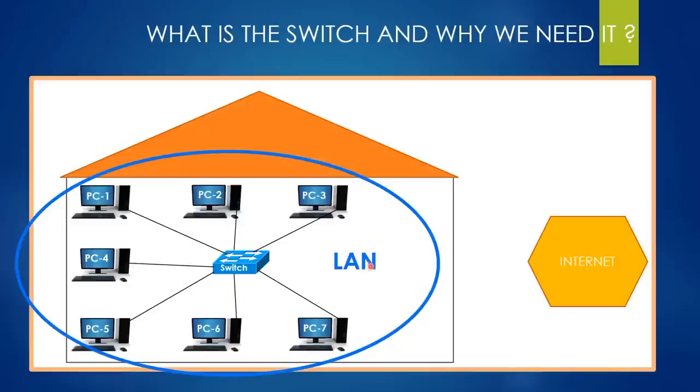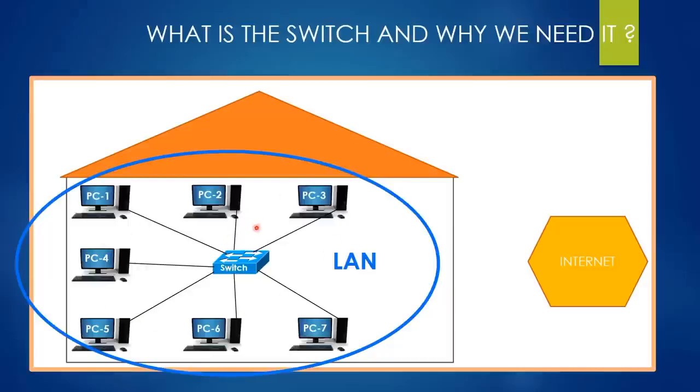Therefore, these computers can communicate with each other because all of them are on the same LAN with the help of this switch. So, we can deduce that if we want to create a LAN, we need a switch device. By using a switch device, we can create a local area network.